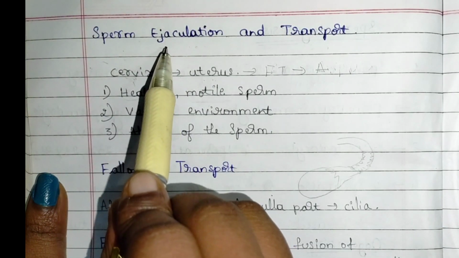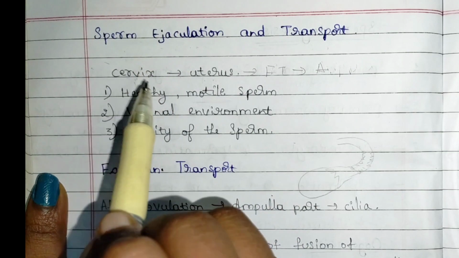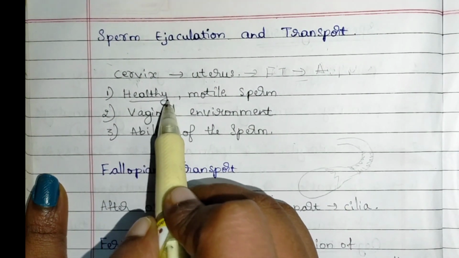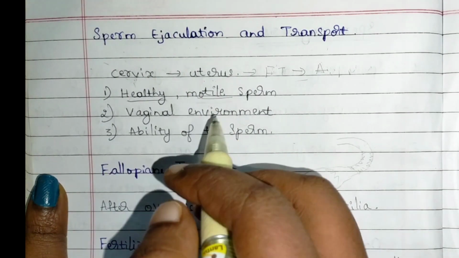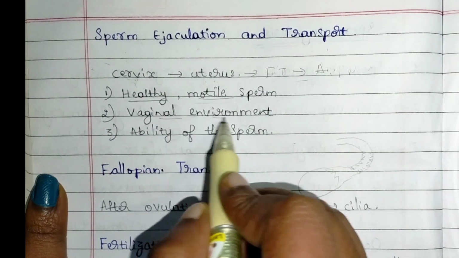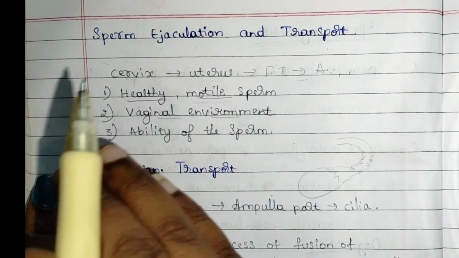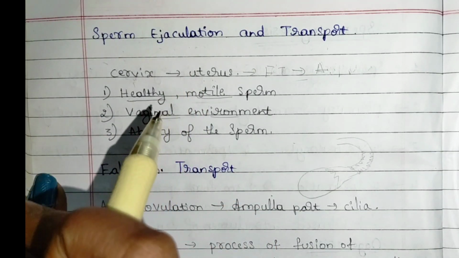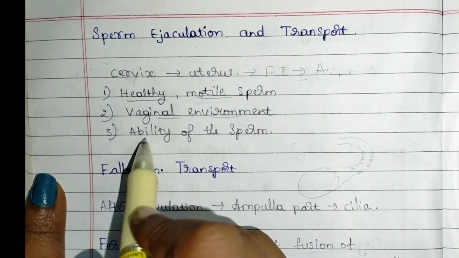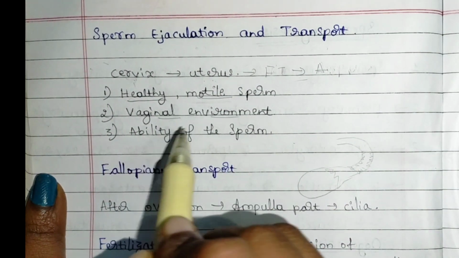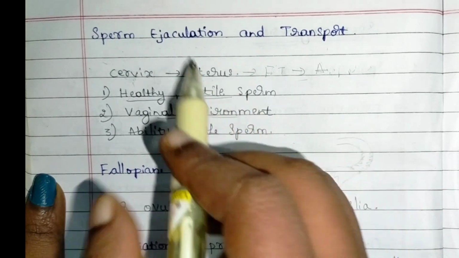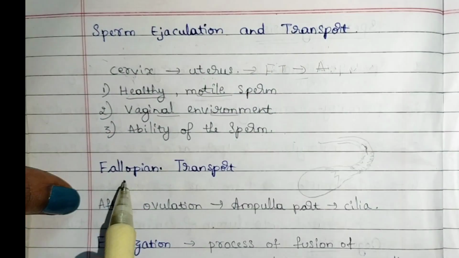What are the qualities that are needed for the sperm to reach the ampulla? First, the sperm should be healthy and motile. Motile in the sense alive. Next, the vaginal environment should be normal, not acidic. If the vaginal environment is more acidic, then the sperm get destroyed there itself. Next, the ability of the sperm to reach the ampulla. These are the three conditions that are needed by the sperm to reach the ampulla.